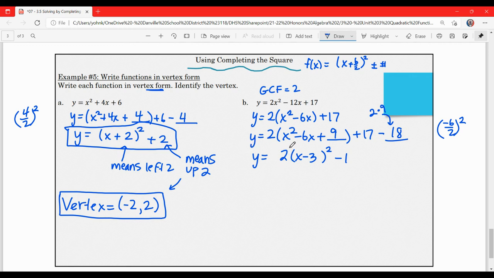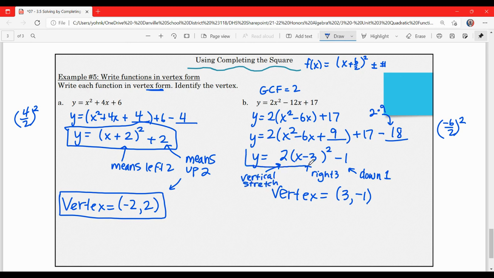That 2, by the way, means it's a vertical stretch by a factor of 2. And my vertex, well, what does that minus 3 mean? That means to go right 3, so my vertex is 3. And the negative 1 means to go down 1, which is why my vertex is negative 1. So remember, this in here means right 3. This means down 1. And then that 2, by the way, is a vertical stretch. Put it all together.